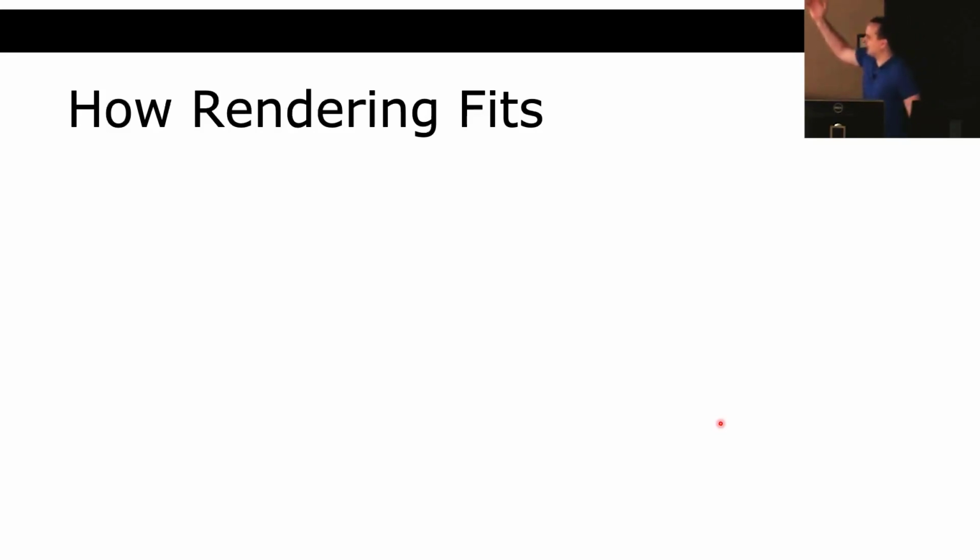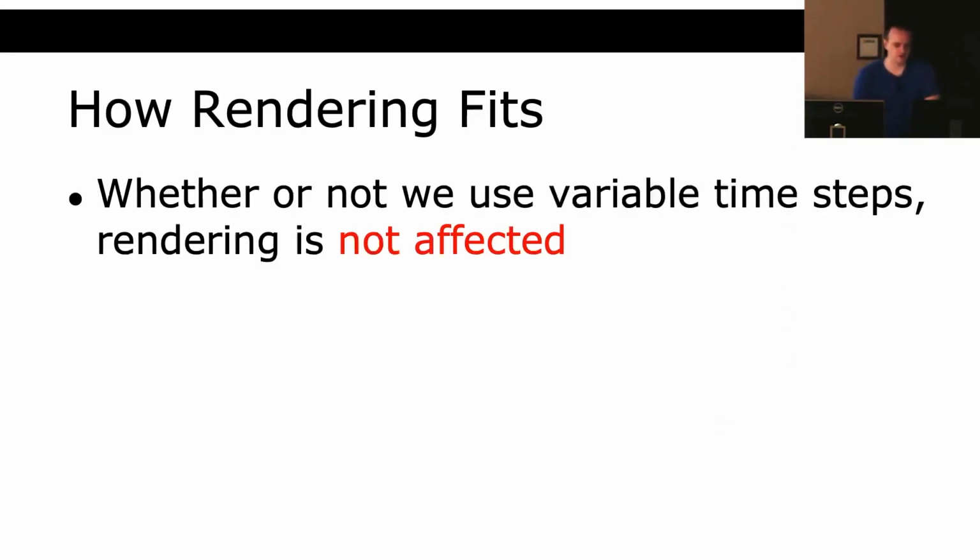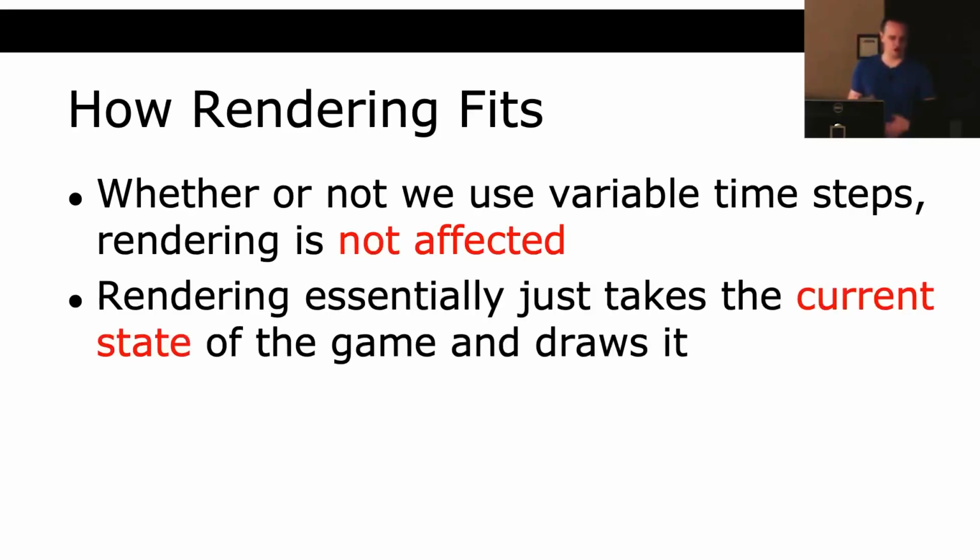So how does rendering fit into all of this, right? When I actually draw stuff. It turns out that how and when we render is not super important, because whether or not we use variable time steps, rendering is just sort of its own thing, right? You just update the game state, and whatever the game state happens to be, I'm just going to draw it to the screen. So if you did an update in 0.1 seconds, if you did an update in 2 seconds, it doesn't really matter because the rendering is just going to draw it to the screen.